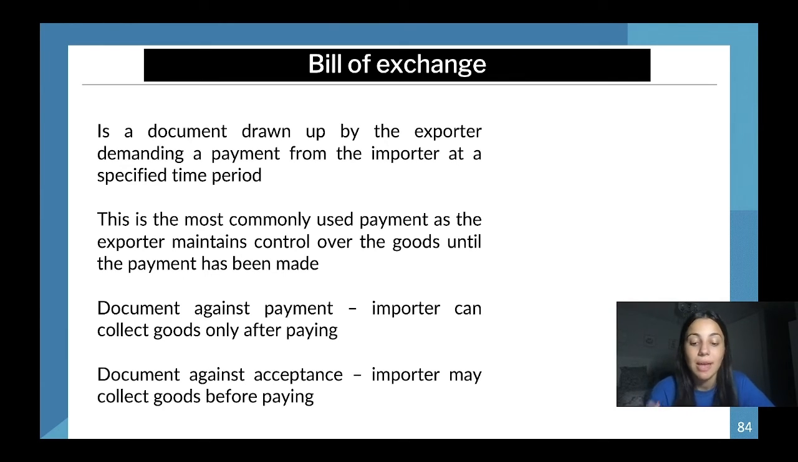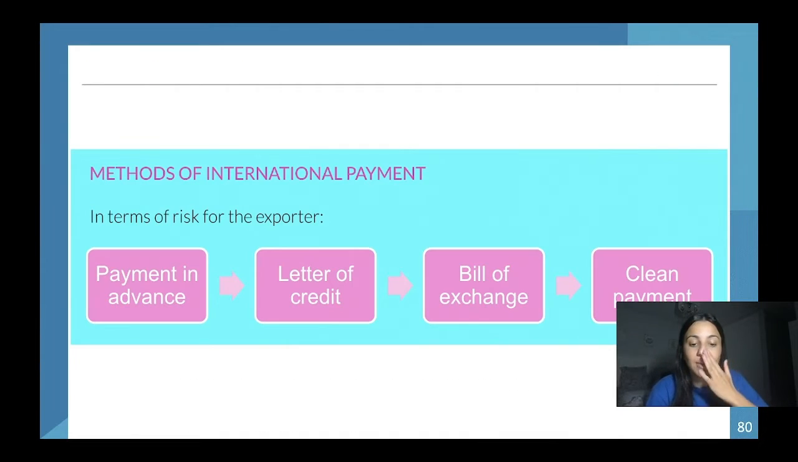So it really just depends with everything. Each of them are going to affect the exporter and the importer differently. This is the risk for the exporter, and obviously it's going to be the opposite for the importer. But I hope that makes sense. Please ask questions. I know this is actually really hard. I struggled to sit with this for a while.